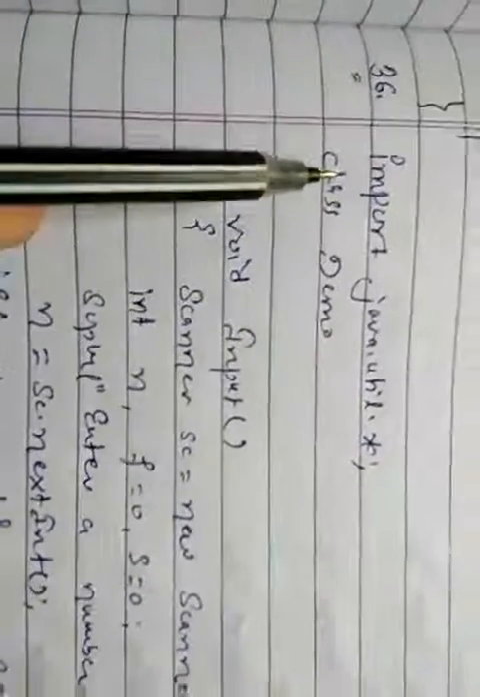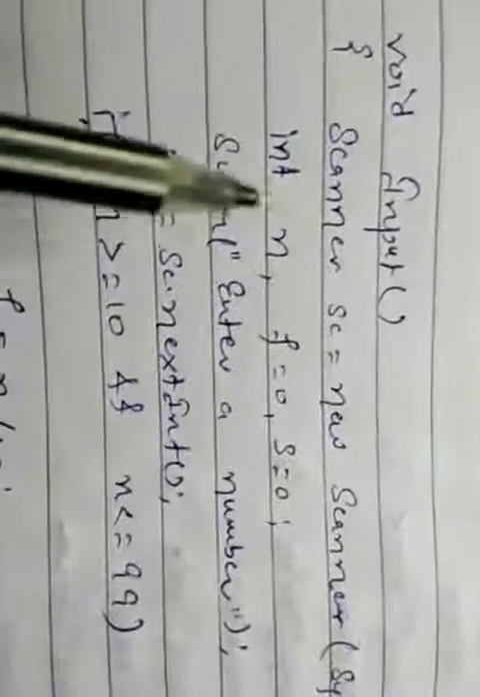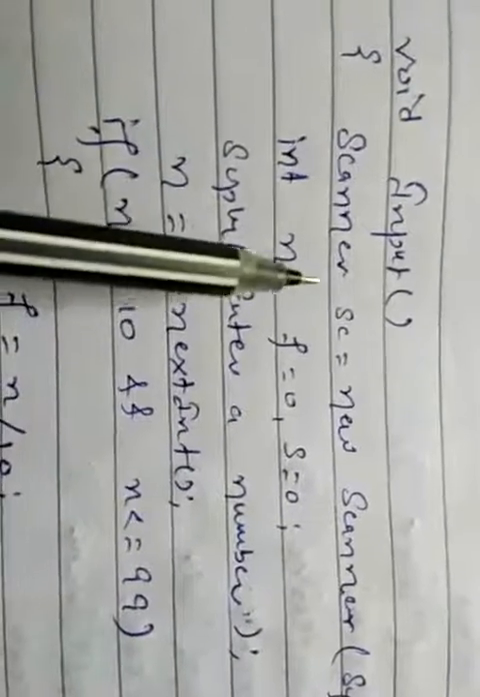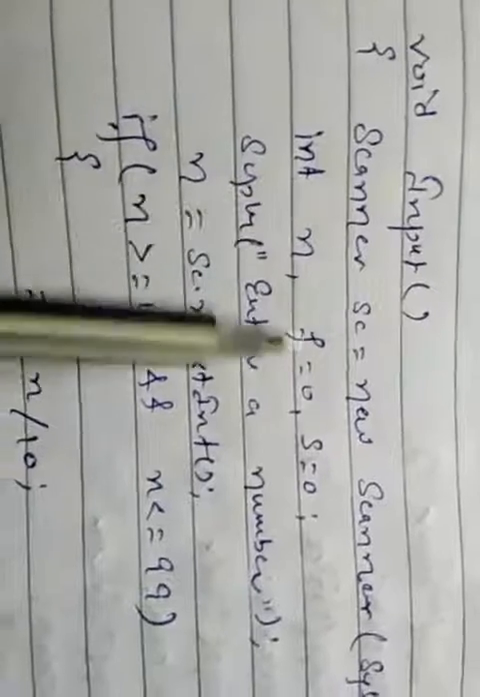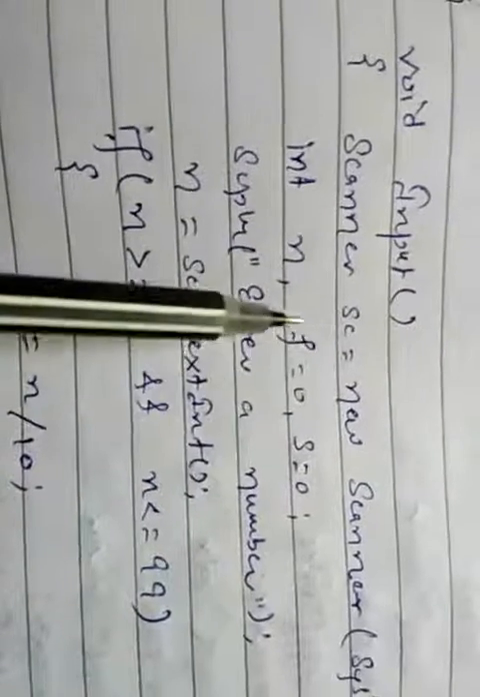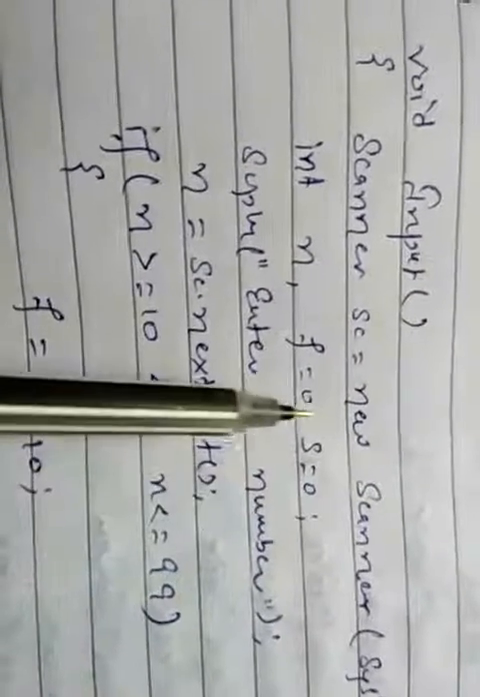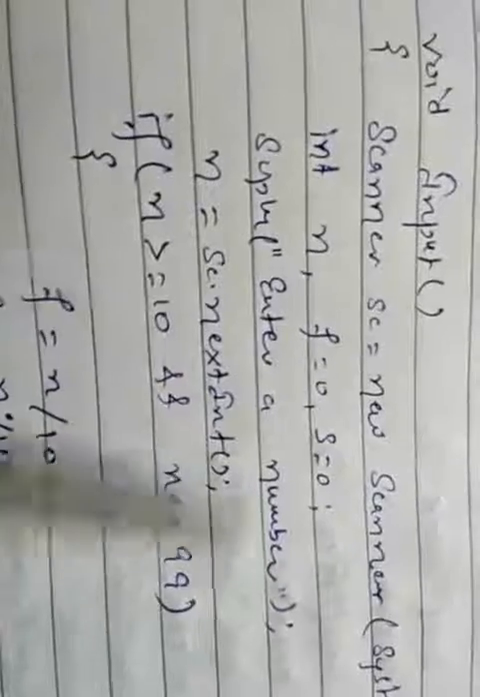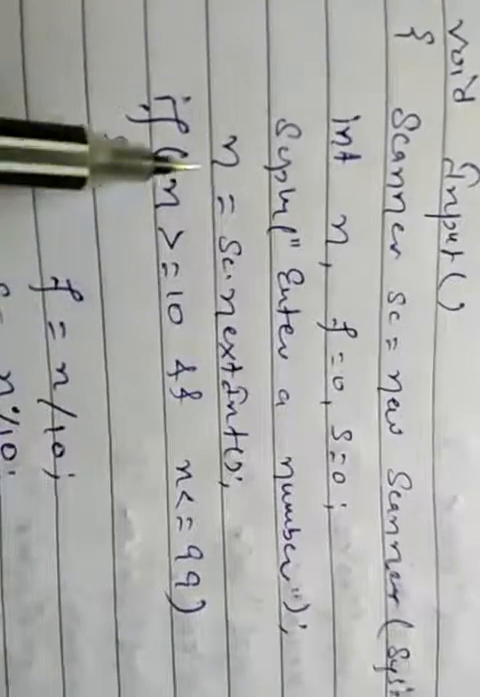So the starting is the same: import java.util.*; class Demo, void input, Scanner sc = new Scanner(System.in). First we have to declare variables for input of a number. This is for extracting the first digit, and this is for the second digit. Enter a number, and the integer line is n = sc.nextInt().